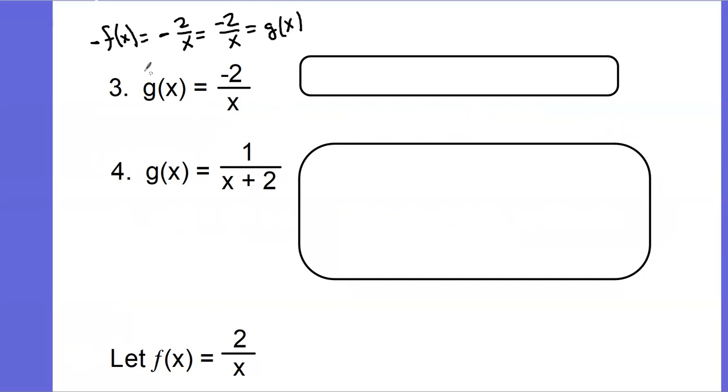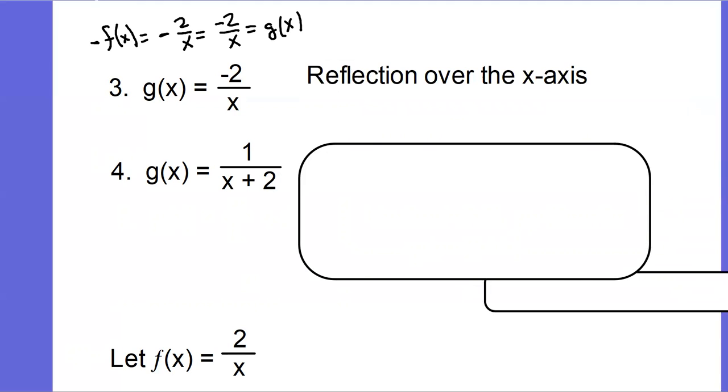So in this case, with the negative sign in front of f of x, you need to be thinking reflection. And if it's a negative in front of f of x, that is a reflection over the x-axis. Last example. So now we have g of x equals 1 over x plus 2. So this one here is a little more challenging just because you have 2 things to deal with. So let's deal with this in baby steps.